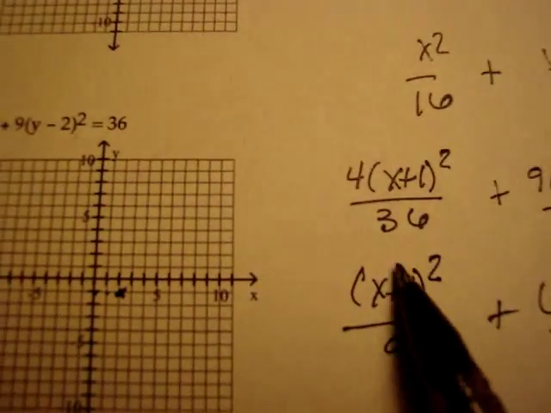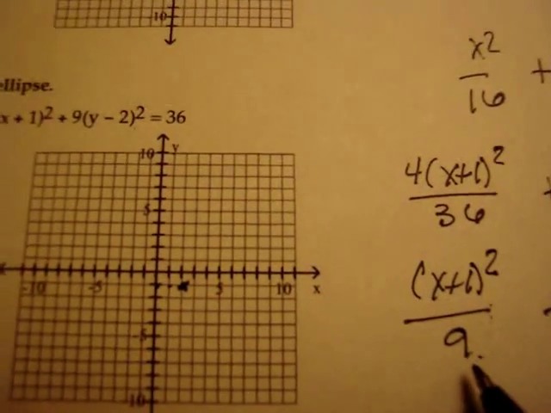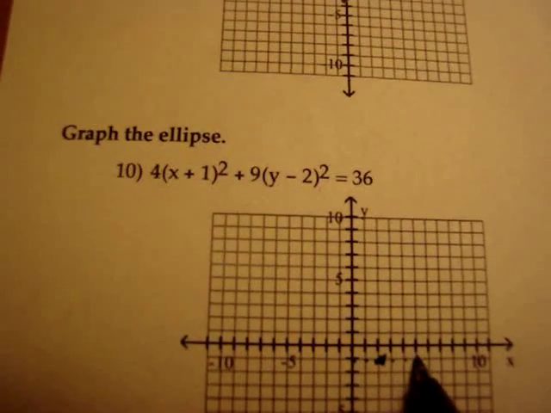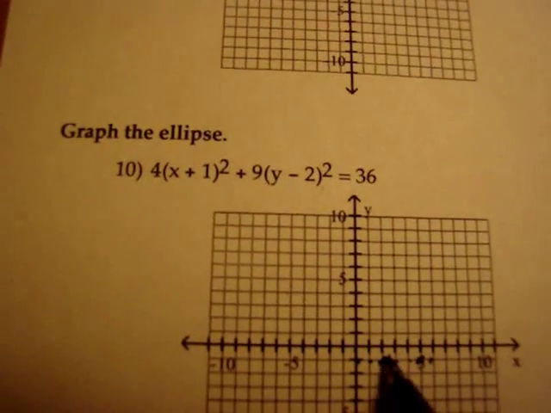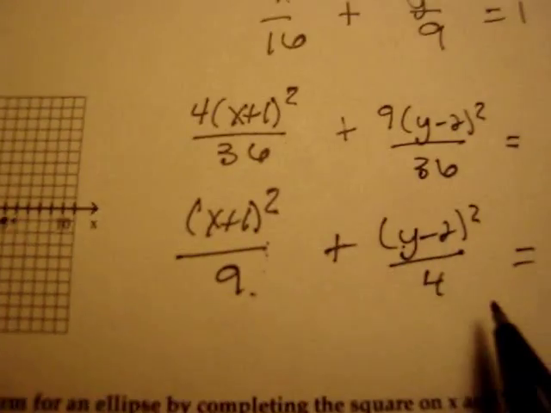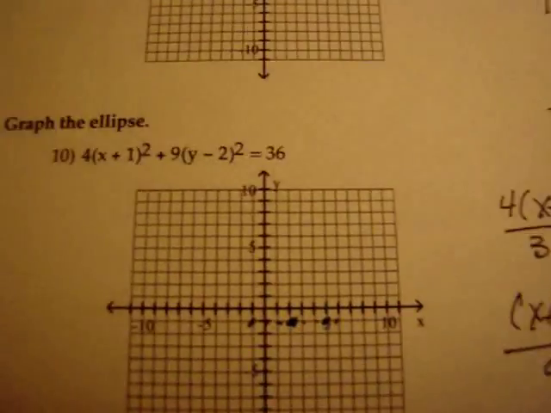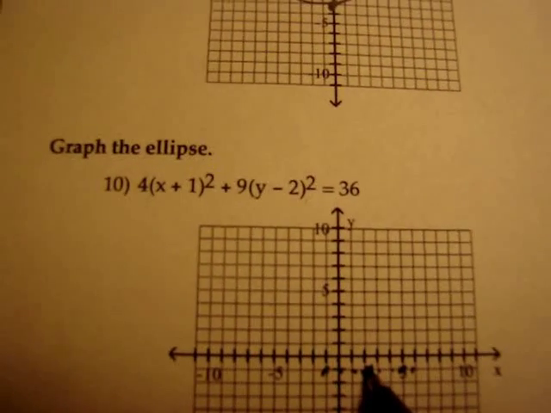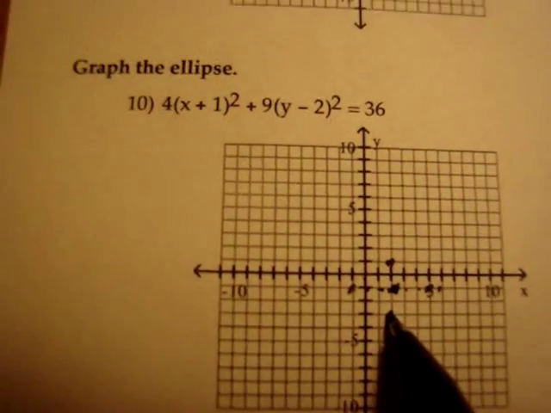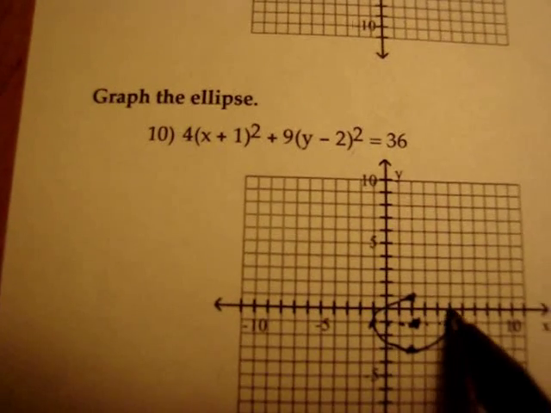Now the number under the x piece is 9. We take the square root of 9, that's 3. That tells us from our center we want to go 3, 1, 2, 3 right, 1, 2, 3 left. The number under the y piece is 4. Square root of 4 is 2, so that says from our center we're going to go up 1, 2 and down 1, 2. And there we have the points on the ellipse that we connect.